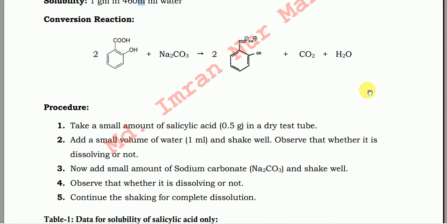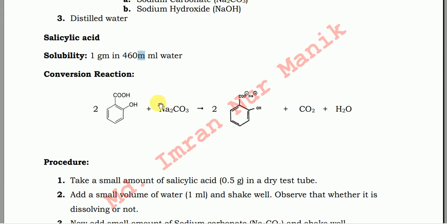For this we have to make a salt of salicylic acid. In the practical session, we will react salicylic acid with sodium carbonate. Salicylic acid and sodium carbonate will produce a salt known as sodium salicylate, and we know that a salt form generally dissolves much more quickly than its general form, so it will require less water and become solubilized within a short period of time.